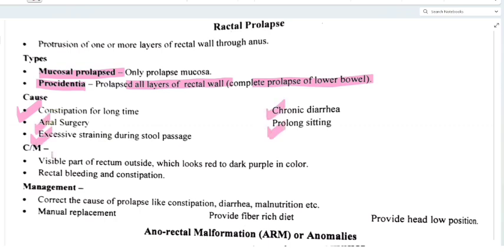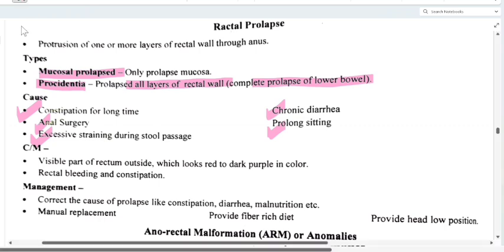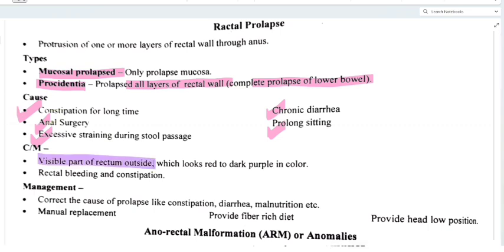Now coming to clinical manifestation. So what all are the clinical manifestations? Visible part of rectum outside which looks red to dark purple in color. So basically it will be seen from the outside and it will look red to dark purple in color. Then rectal bleeding and constipation. All these symptoms will be seen.